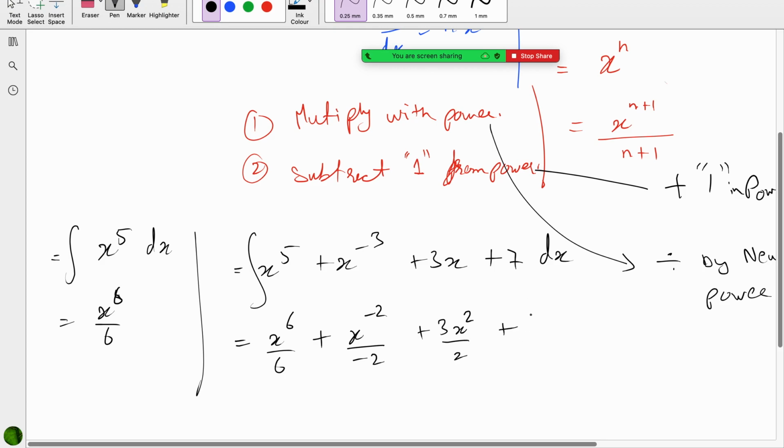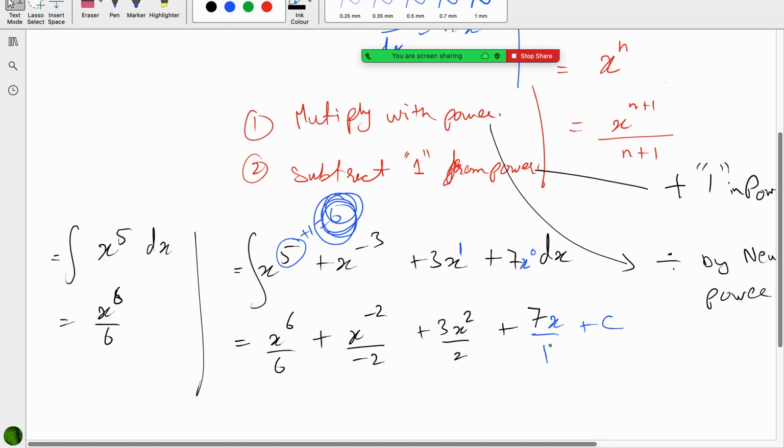Next term, careful with this one: power plus 1, so 5 plus 1 is 6, then divided by the new power. Minus 3 plus 1 is minus 2, divided by the new power. This was 1, so 1 plus 1 is 2, divided by 2. Now you see there's nothing with this constant 7, so basically it is x raised to the power 0. So when we add 1 and divide by 1, this is what we get. And if there was a constant term, that would be plus c.